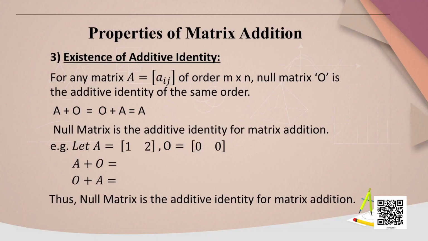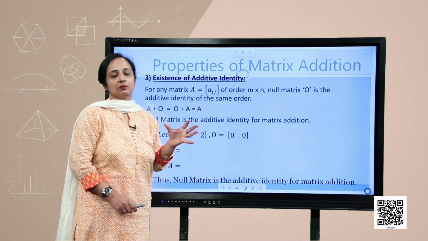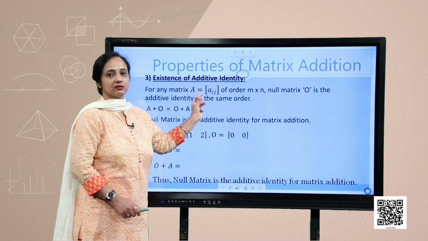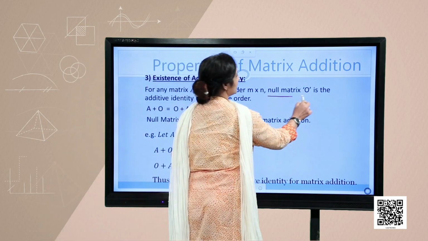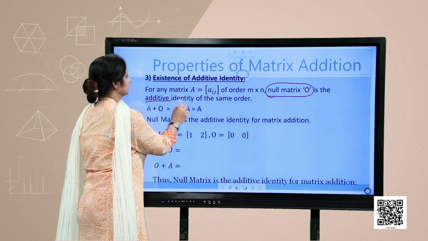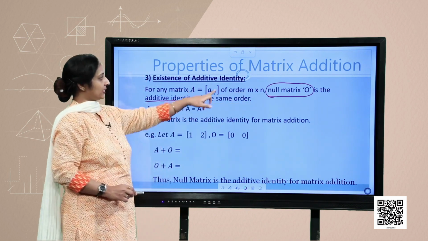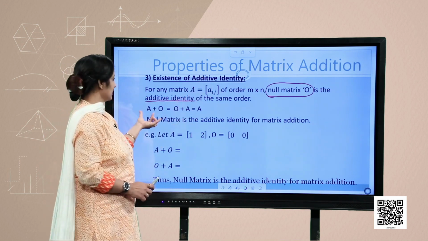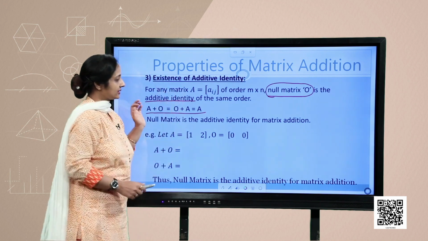The next property is existence of additive identity. In the case of numbers, can you recall which number is there which, added to any number, is going to give me the number back? Yes, the answer is 0. Similarly, in the case of matrices, the null matrix, which is denoted by O, is known as the additive identity. For a matrix A and the matrix O of the same order, A plus O is equal to O plus A, which should be equal to matrix A.